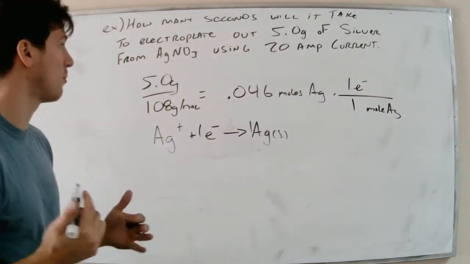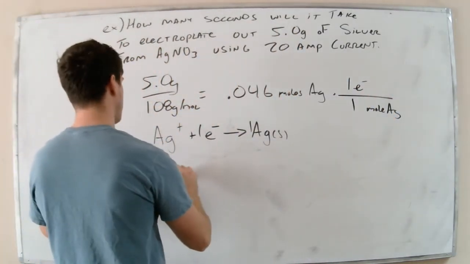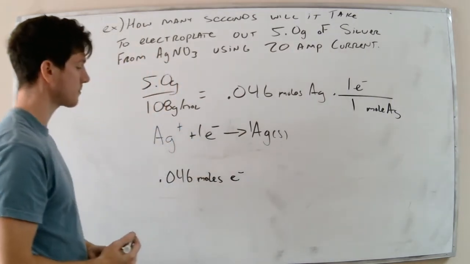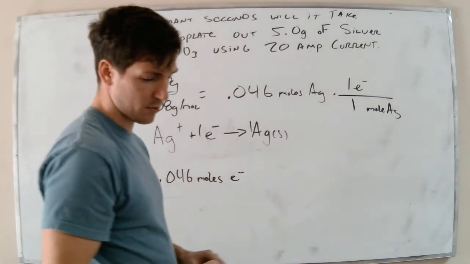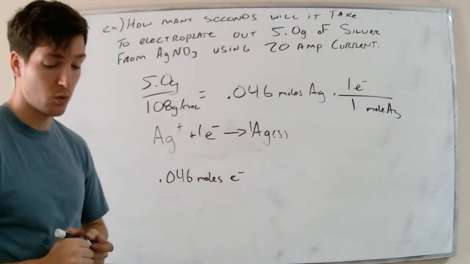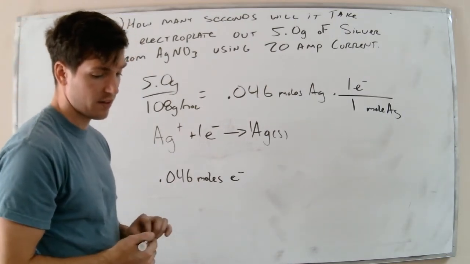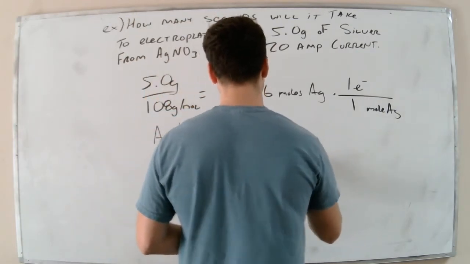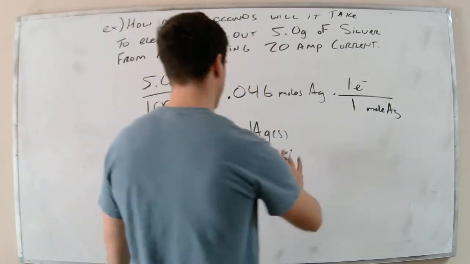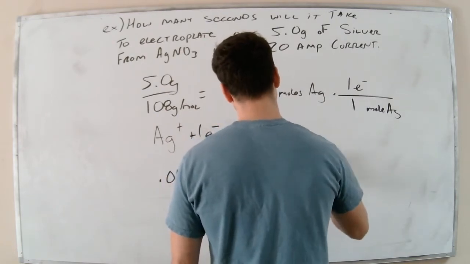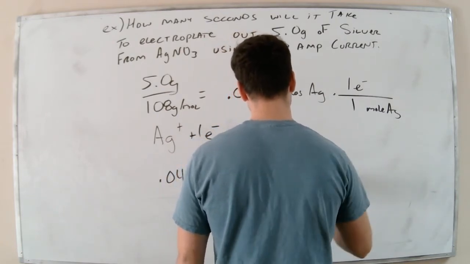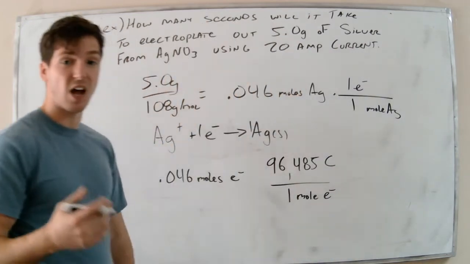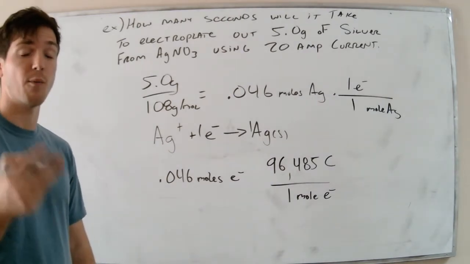So we no longer have moles of silver, we have 0.046 moles of electrons. And then I believe in step 3, I said that we got to change this to coulombs using Faraday's constant. So if we look at Faraday's constant, it was, I think, 96,485 coulombs per 1 mole of electrons. And I'm trying to change it to coulombs, right? I want to get it to coulombs.